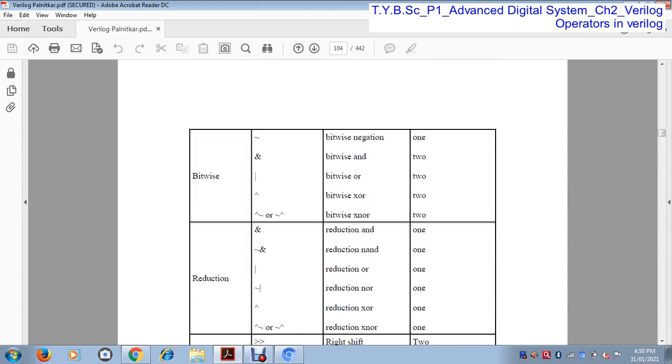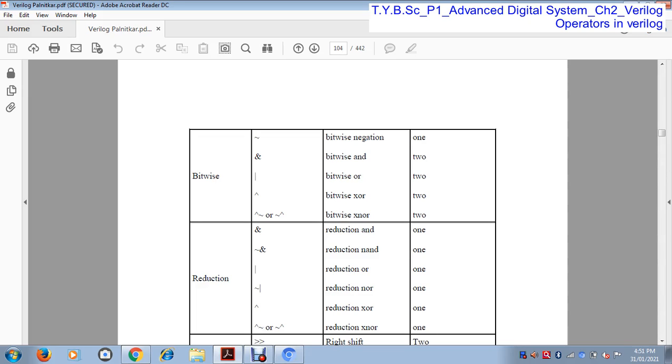Now the next is the bitwise operator. What is bitwise? We know that 8 bits make 1 byte. Bitwise operators perform the operation on each bit. So this is bitwise negation. That means it inverts the particular bit.